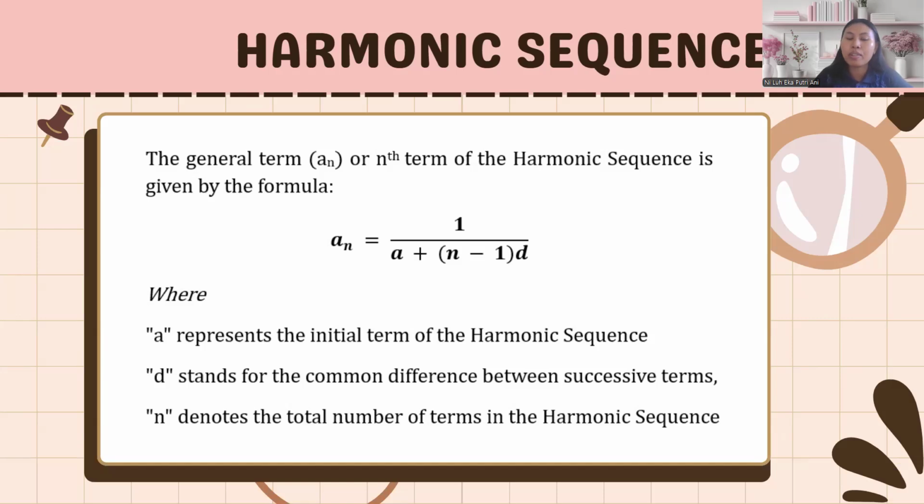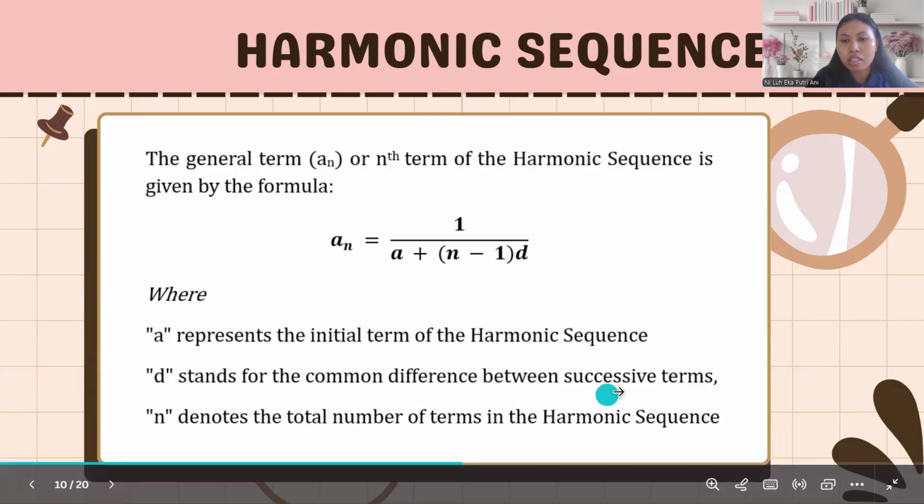In the harmonic sequence, we also have a general formula. The general term, or a sub n, the nth term of the harmonic sequence, is given by the formula a sub n equals 1 over a plus n minus 1 times d, where a represents the initial term, d stands for the common difference between successive terms, and n denotes the number of terms in the harmonic sequence.